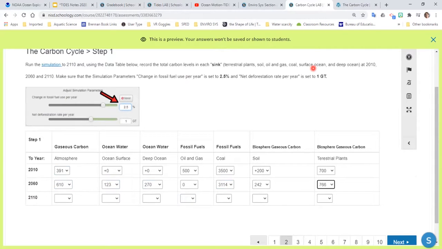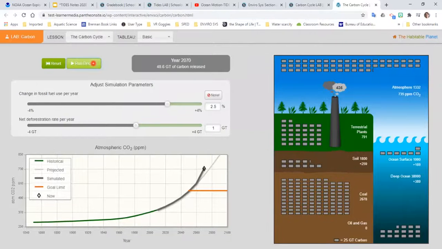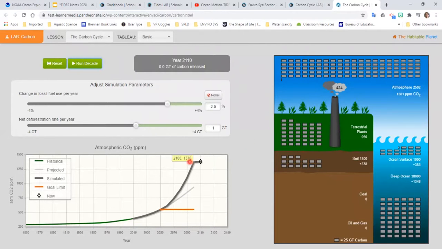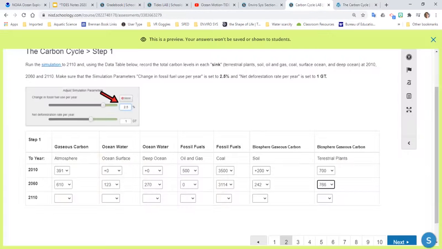Now we're going to go to 2021, run the decade. Oh, and we're shooting up off the chart. All right. So we've hit this huge peak. We're doing much, much worse than we possibly could because we went up just a little bit here. Just a little bit of change. We go up just a little bit in the fossil fuel use and we're off the charts here.